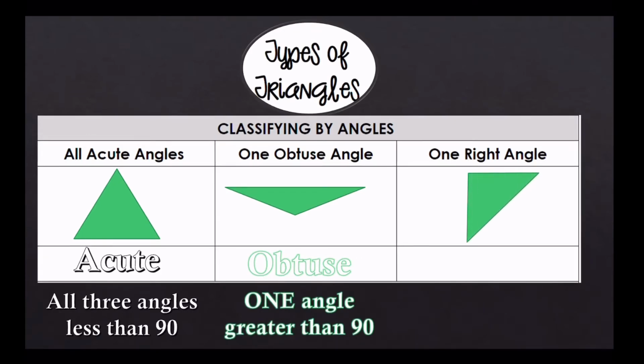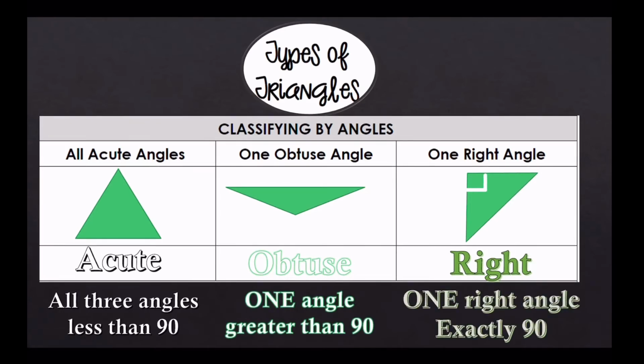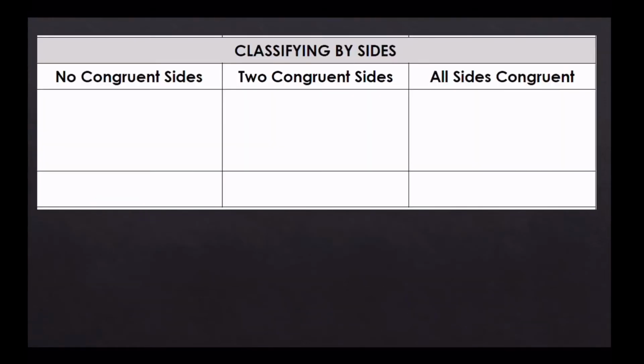Then a right triangle: do not assume it is right unless it has that marking. It might look like it, but we don't know. As long as it's got that little square box, it's a right triangle. A right triangle has one right angle, exactly 90 degrees. Then we can classify by its sides, and it's really important that you understand all these markings because they might just give you the markings and you have to know.